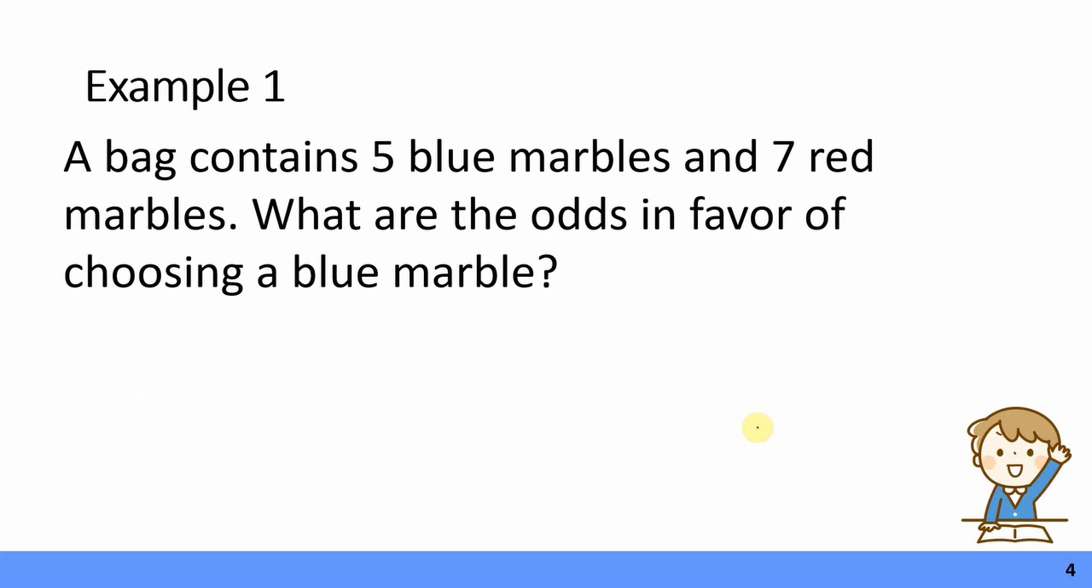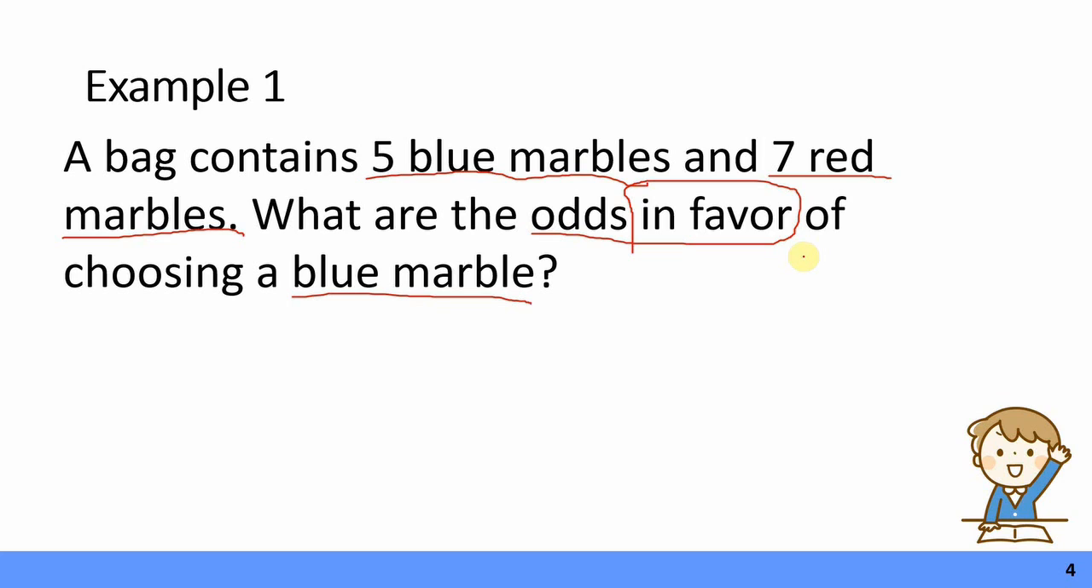So we're going to work on example number 1. If you notice, it's very similar to the rest of the examples. I'm just changing the words around to see if we understand. So pretend we have a bag that contains 5 blue marbles and 7 red marbles, right? So we have 5 blue and 7 red. Now, the question I'm asking you is, what are the odds in favor? So this one has a lot to do with the way you're going to write your answer. What are the odds in favor of choosing a blue marble?